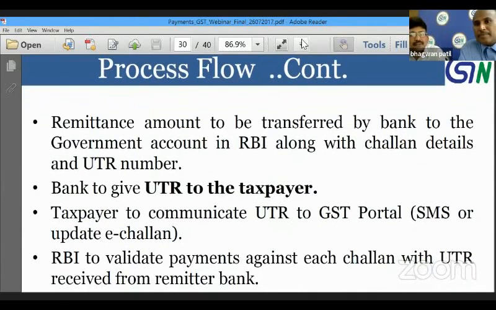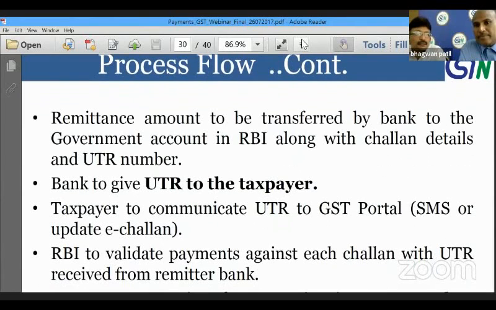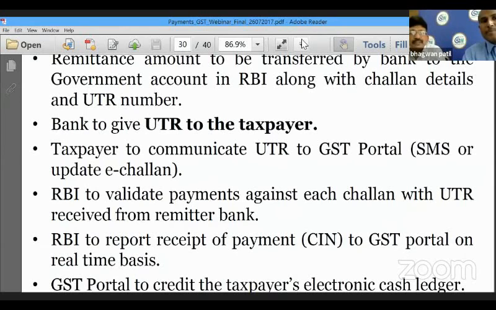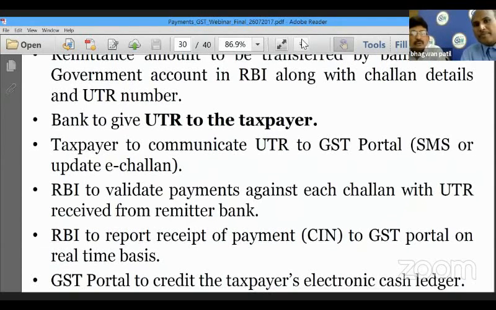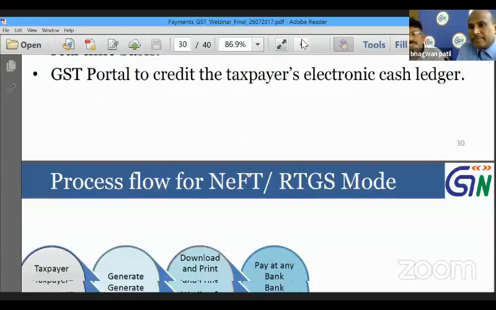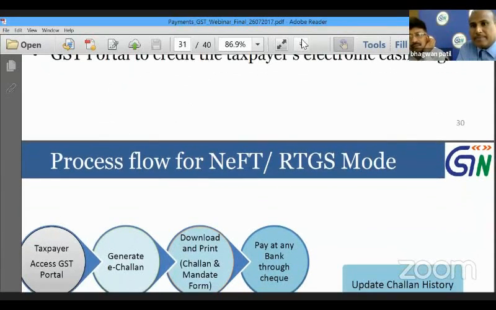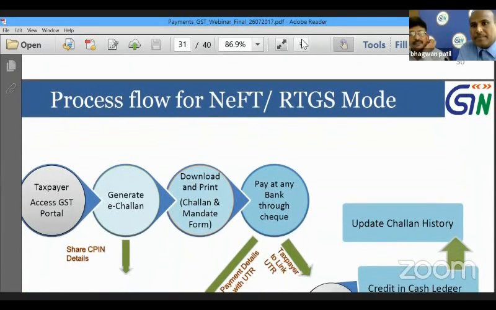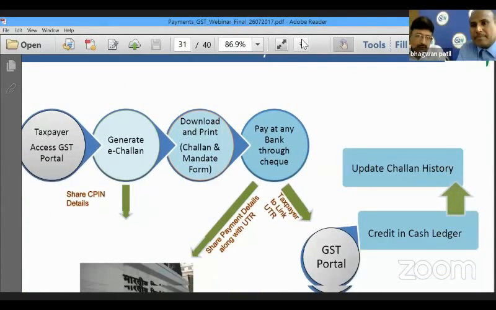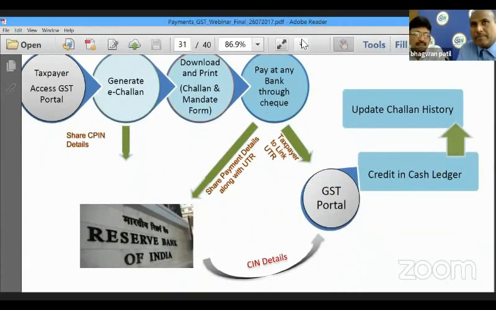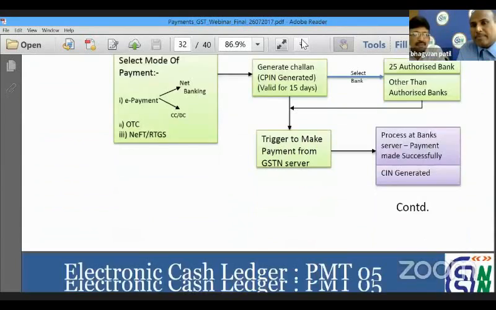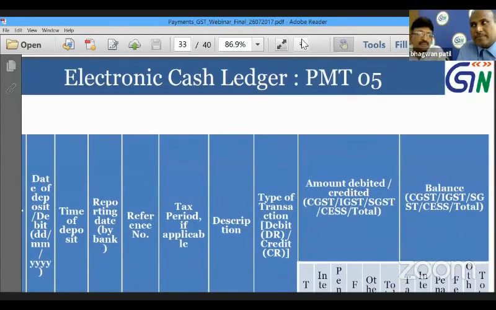Similarly, in the case of debit card, credit card and maker checker concept, if you have initiated the payment through your card, the bank will give the information regarding initiation of payment. But if the amount is not realized, the electronic cash ledger cannot be updated. So till that, your status will be awaiting bank confirmation.